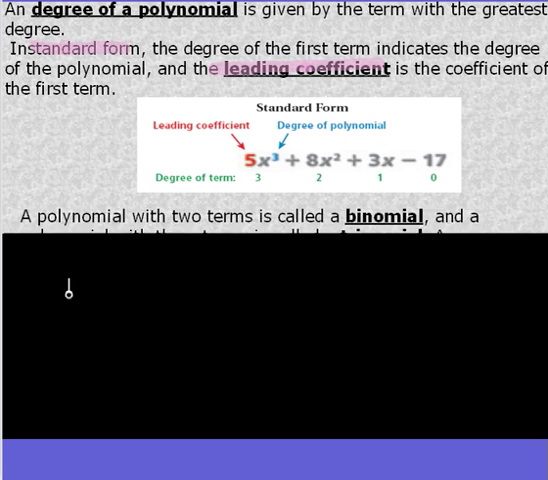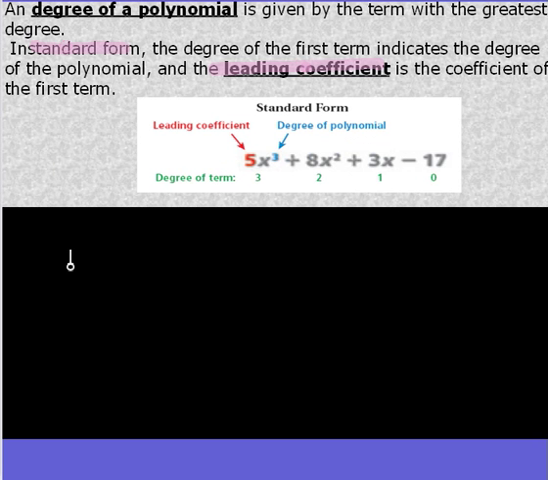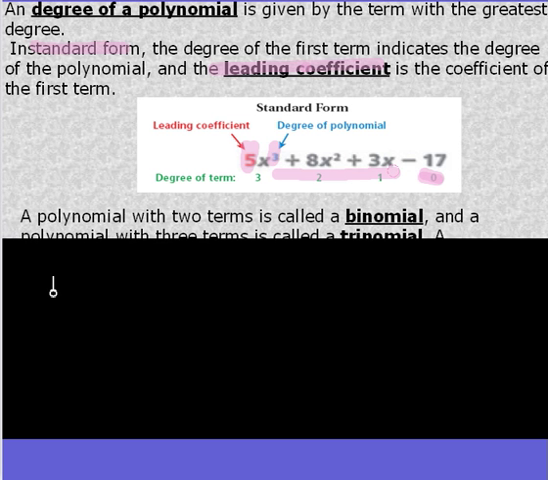Here's the picture of standard form. So here's our leading coefficient, and the degree of the polynomial, because since this is in standard form, our highest exponent is here. And you can see this one, our exponent is basically x to the 0, and that means the degree of this one is 0. So here are the degrees of each term. This is standard form, and this shows you the leading coefficient and the degree of the actual polynomial, which is all those terms added together. A polynomial with 2 terms is called a binomial.